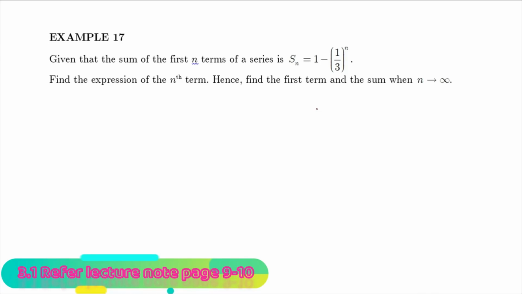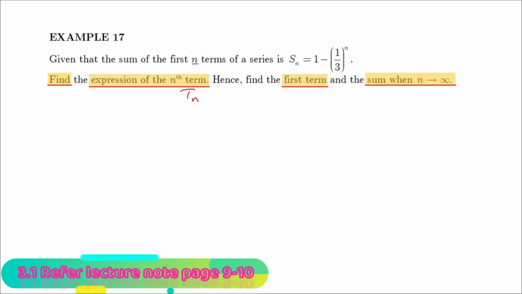Now example 17. Given that the sum of the first n terms of a series is Sn equals 1 minus 1 over 3 to the power n, we have to find the expression for the nth term, which is Tn, and hence, find the first term and the sum when n goes to infinity. So note that also in this example, we are not given any geometric sequence, but we are given Sn. So we shall use the Sn to answer all the questions.